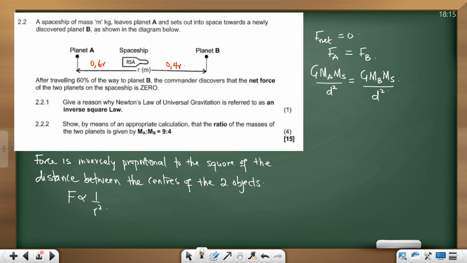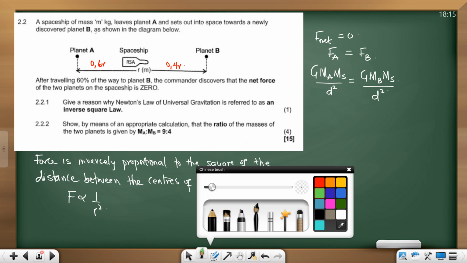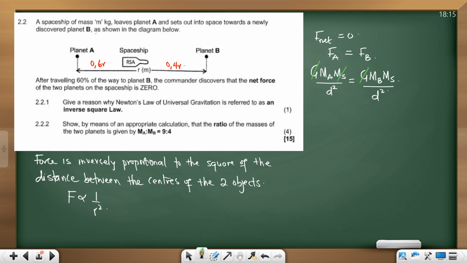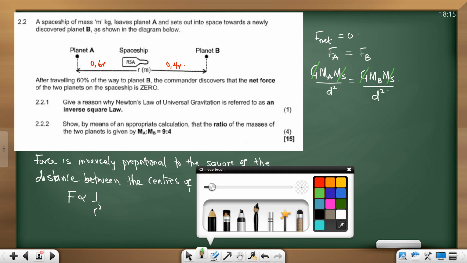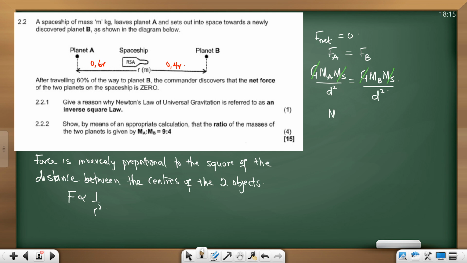Interesting. Let's see. Divide both sides by G. G would divide. MS, mass of the spaceship, is also equal. So MA over D squared equals MB over D squared. What is the distance of A? It is 0,6 r, but it is all squared. What is the distance of B? It is 0,4 r. Okay, this is looking interesting. Let's see where it's going to lead us.